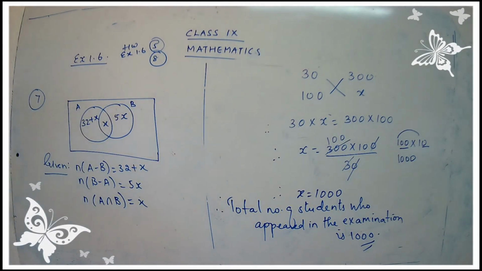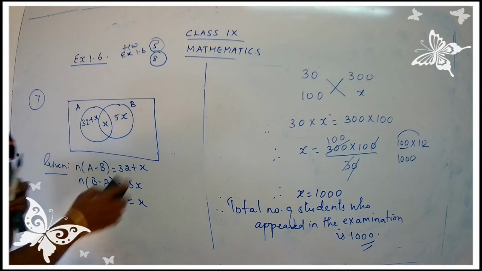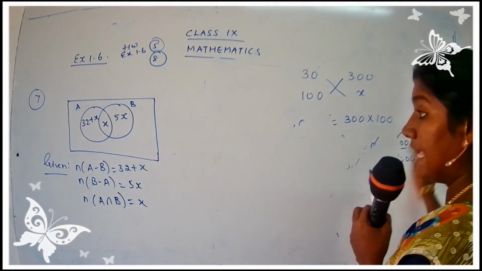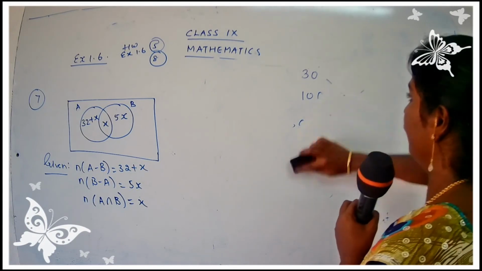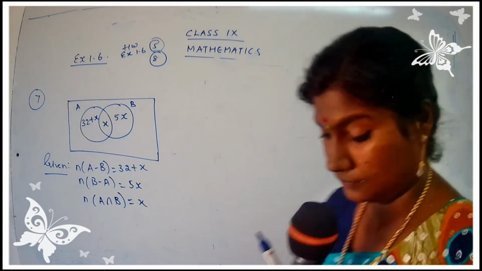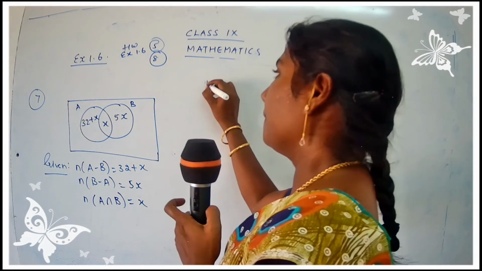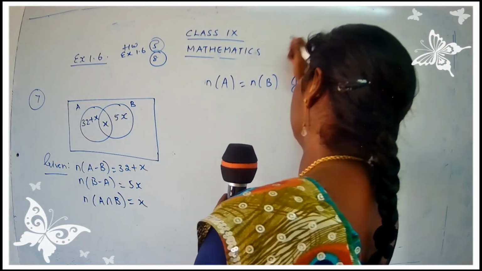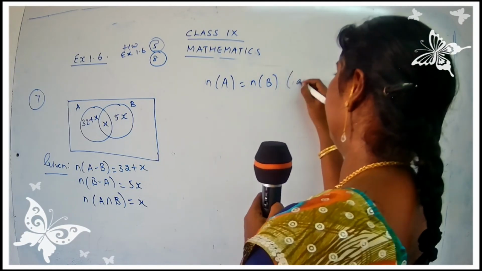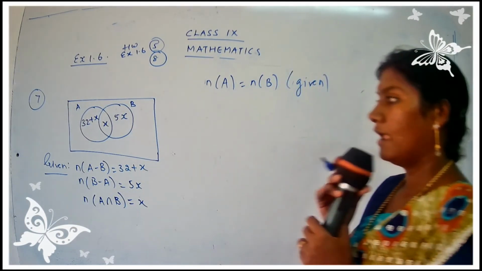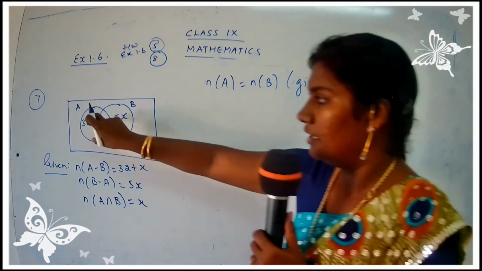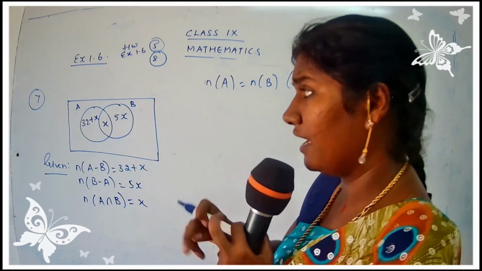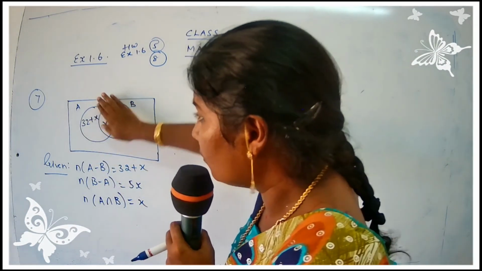Okay, let's continue our sum. What is the detail given to us? They have given you one more condition. It says that n of A is equal to n of B. Write down here, given n of A is equal to n of B. This is given to you in the question. Now what is n of A? Just find out the value for A.